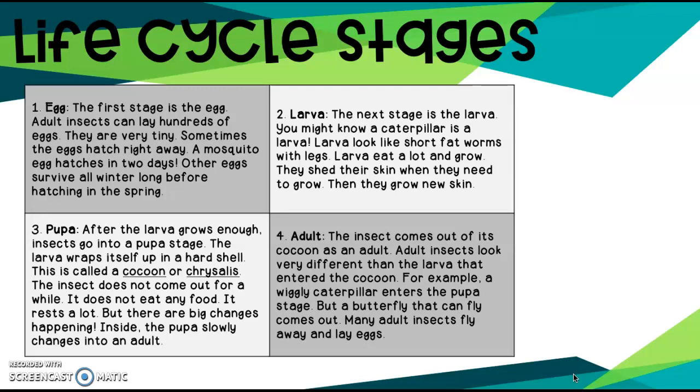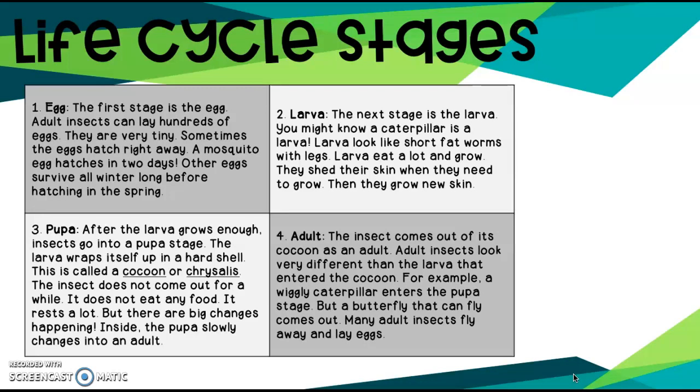Pupa. After the larva grows enough, insects go into a pupa stage. The larva wraps itself up in a hard shell. This is called a cocoon or chrysalis. The insect does not come out for a while. It does not eat any food. It rests a lot. But there are big changes happening. Inside, the pupa slowly changes into an adult.